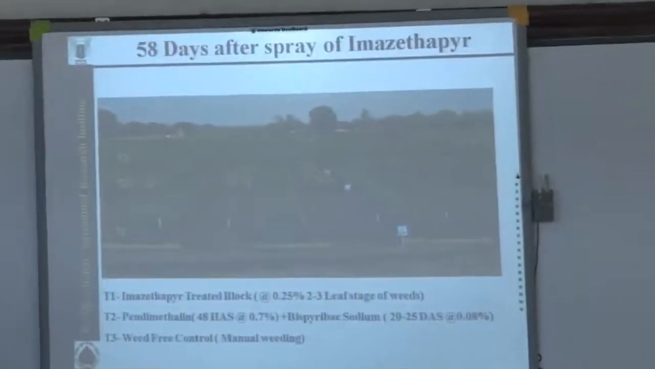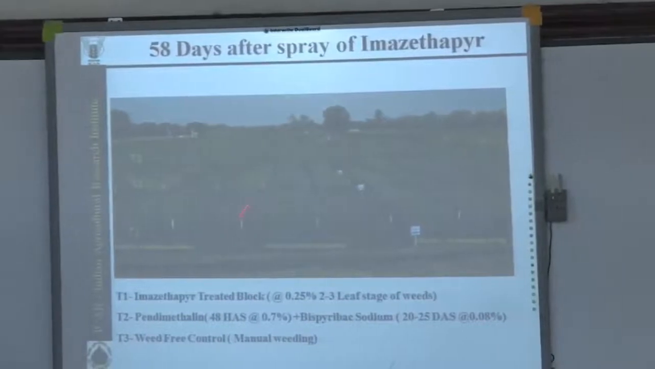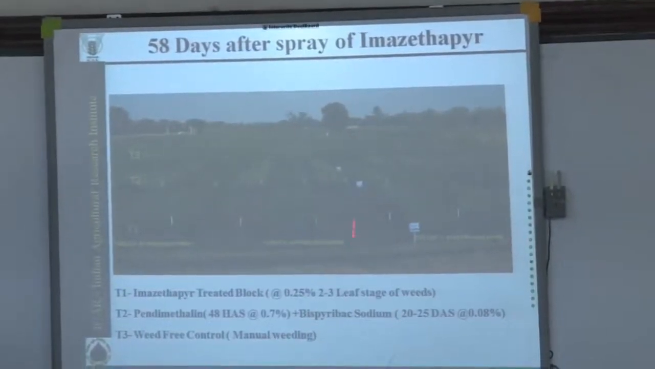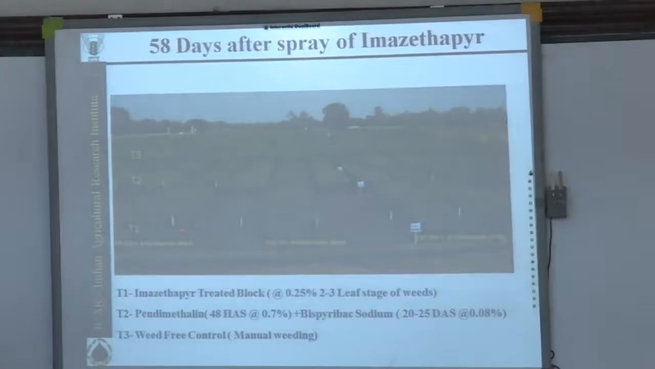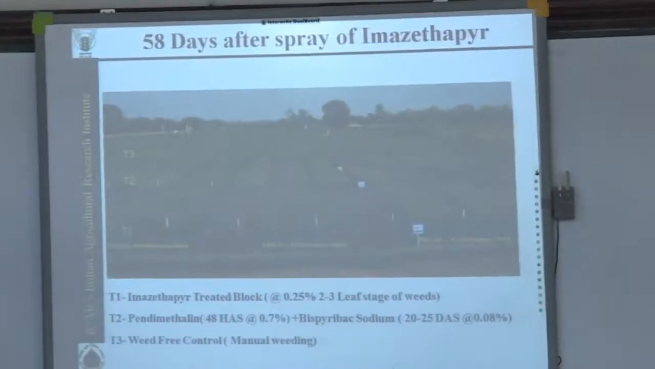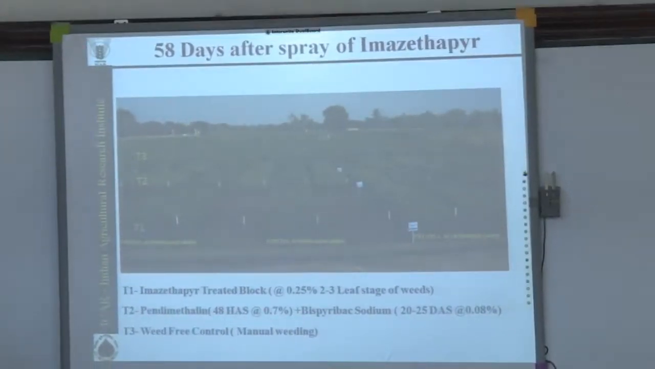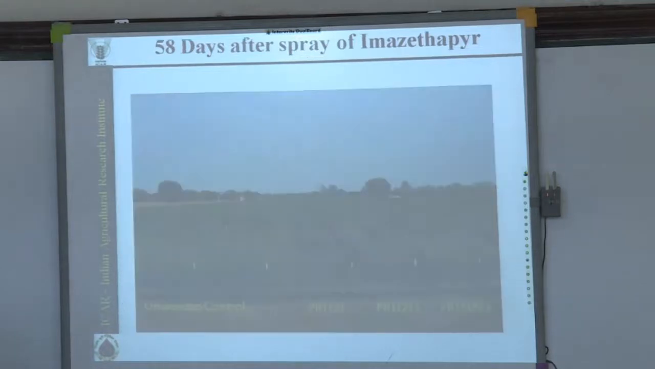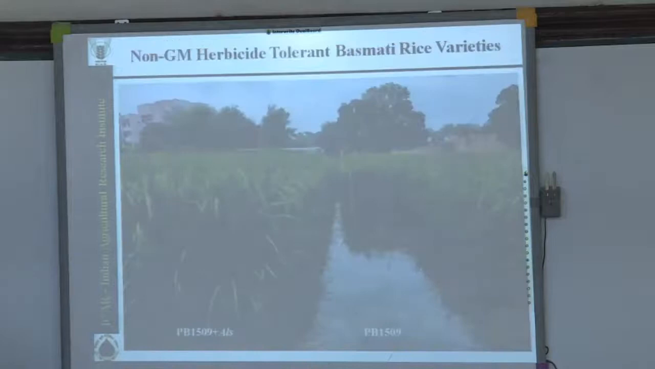You can see how effectively here the original 1121 and 1509 are completely killed. But the lines carrying the mutant allele of ALS, they are completely normal. And along with that, there is killing of all the weeds. So now this provides a very potential technology for direct seeded rice where weeds can be very effectively managed. So this will be a major breakthrough, as a matter of fact, in promoting direct seeded rice.